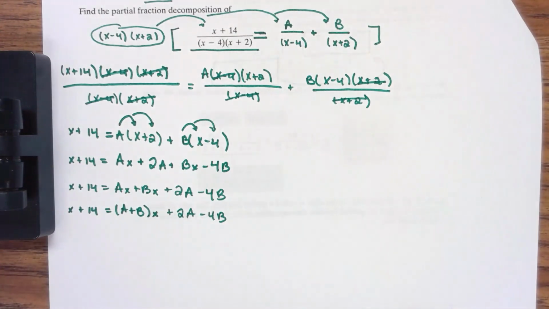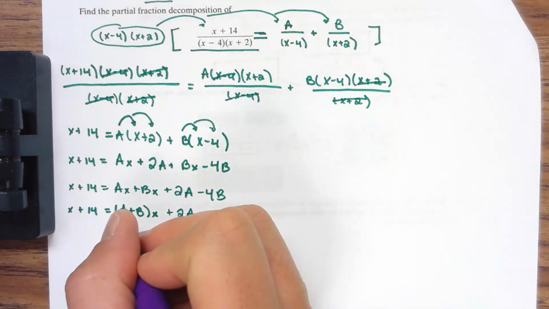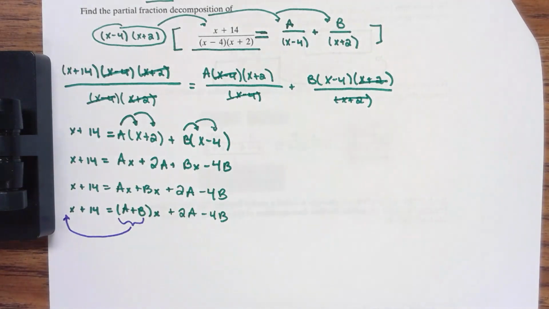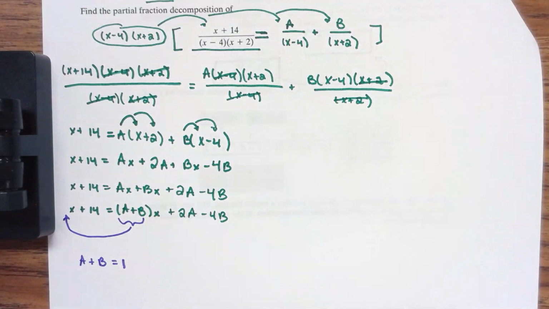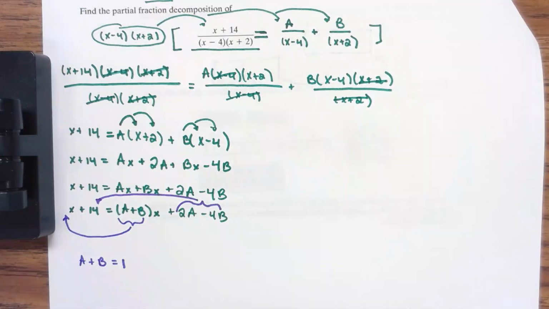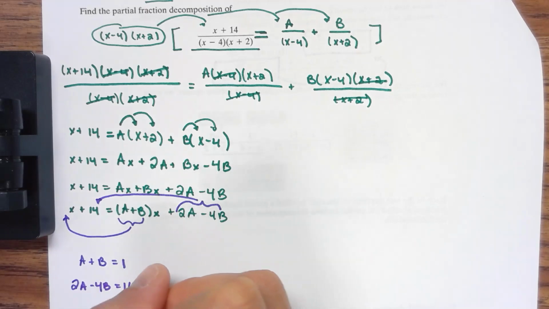And so now, this is where the system of equations is going to come into play. We've got this left side of x plus 14, and we want the right side to somehow match up with that. I see this x in both places here. So basically, we need a plus b to equal whatever the coefficient is in front of x. What is the coefficient in front of that x there? 1. So we need a plus b to equal 1. And then the last part is we need this 2a minus 4b to equal this 14. If those things are equal, we are going to be able to find the values of a and b from that. So 2a minus 4b equals 14.